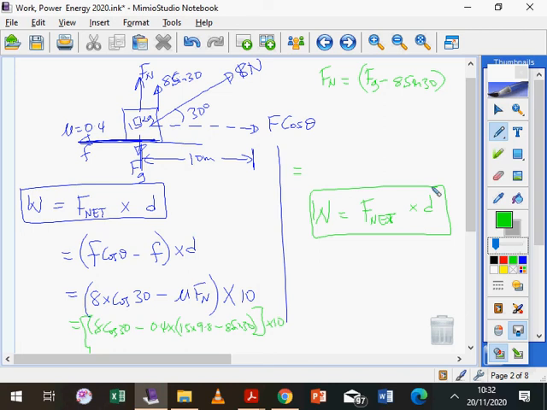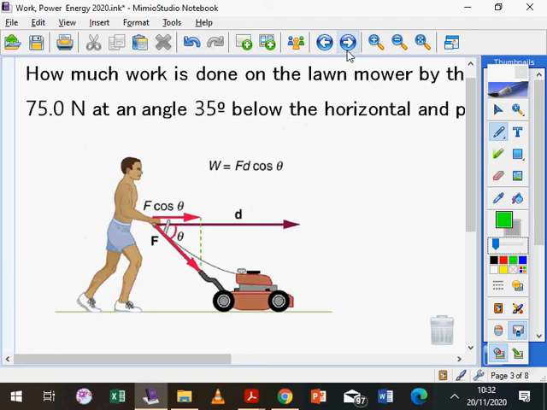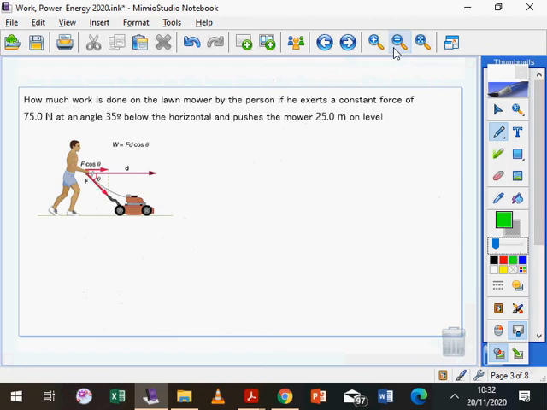Let's look at this example. How much work is done on the lawnmower by the person if he exerts a constant force of 75 at an angle of 35 below the horizontal and pushes the mower 25 meters on level ground? Now remember, work done is equal to Fd cosine theta, right? The component of the force that does the work is going to be F cosine theta. Multiply that by the distance is Fd cosine theta.